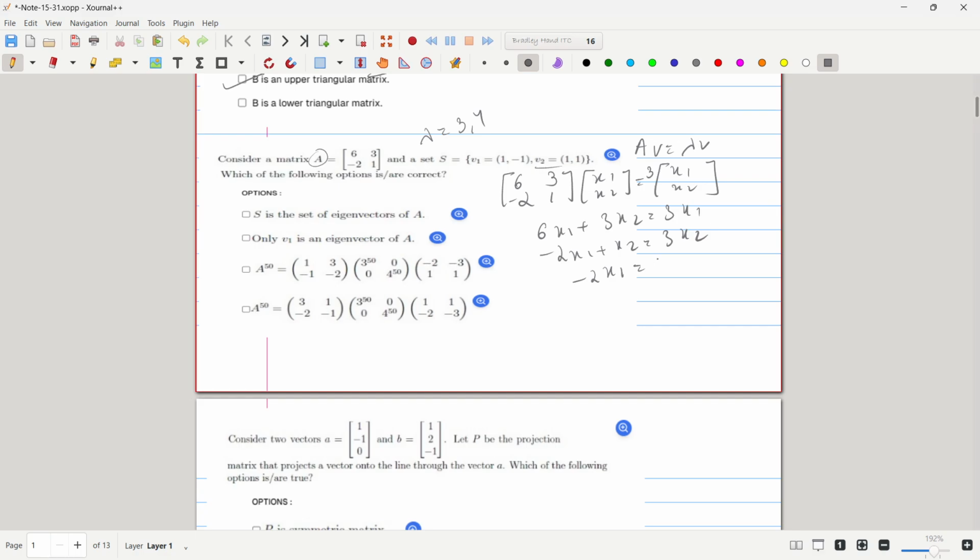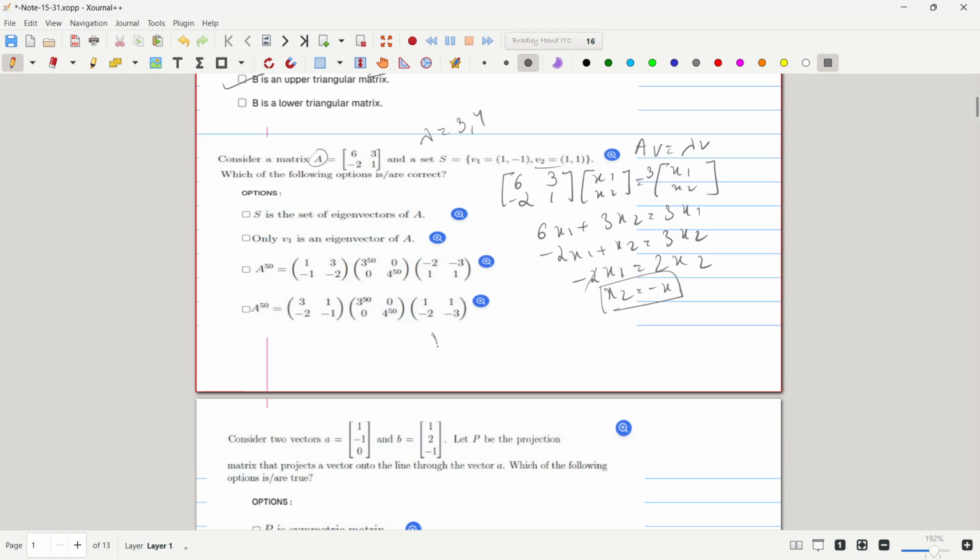So in the second equation, minus 2x1 is equal to 3x2 minus x2, is 2x2. So x1 is minus x2. Or you can say x2 is minus of x1.